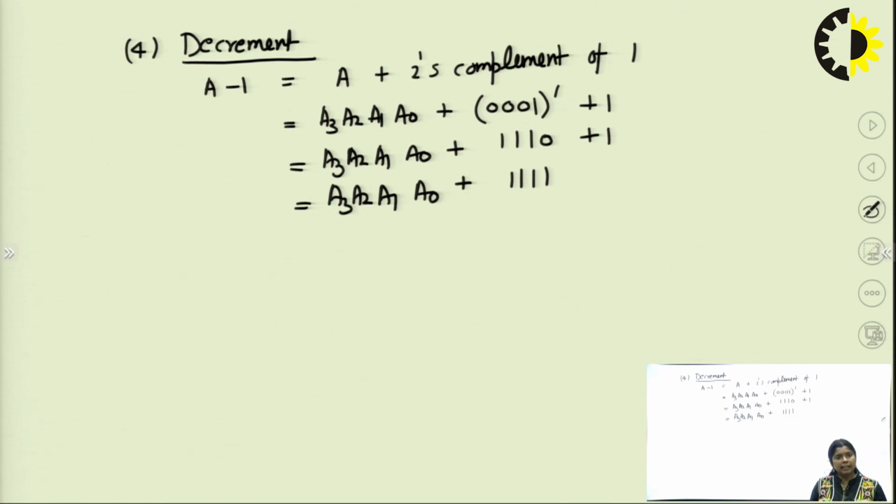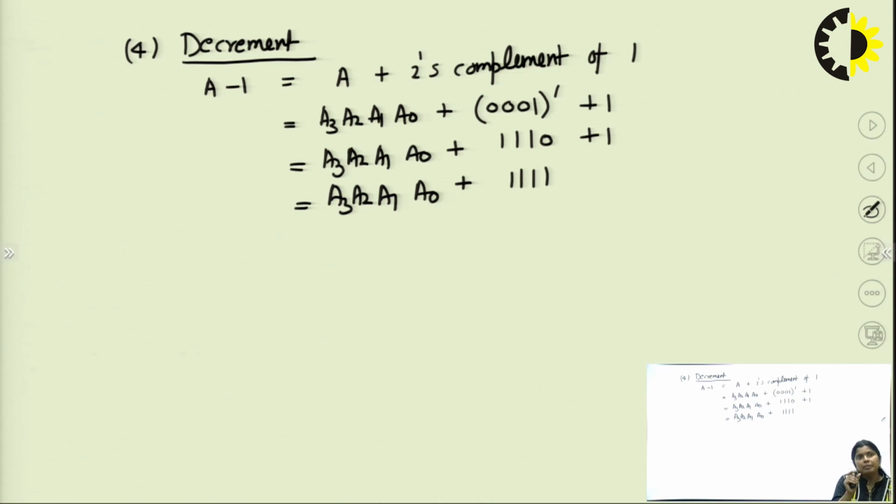In the decrement operation, that is A minus 1, even though there is a minus sign, we use the 2's complement of the second variable, so that in this way the minus sign is converted into a plus. So A minus 1 can be written as A plus 2's complement of 1. A is a 4-bit value, and 1 is a 1-bit value, but we can consider it as a 4-bit value.